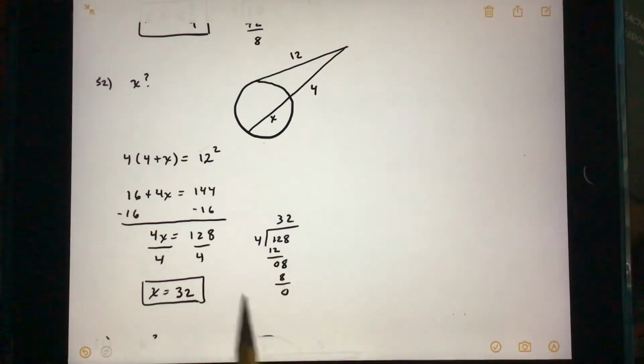Divide both sides by 4, and I'm showing my work over here. It's not necessarily the case that you must write that down, but it's an easy way to get your 32. Or just think 4 goes into 12 3 times, no remainder. 4 goes into 8 twice, no remainder. So x is 32, and that is the length of this segment here.